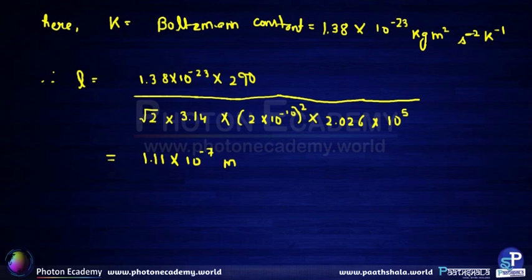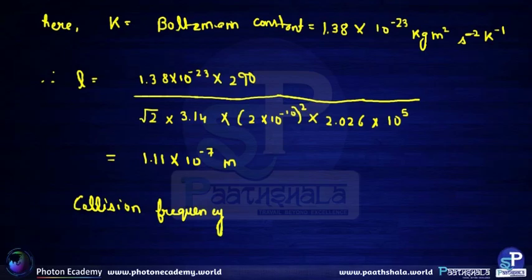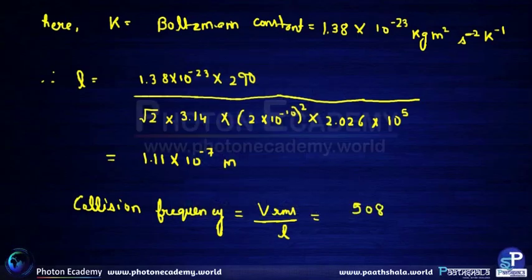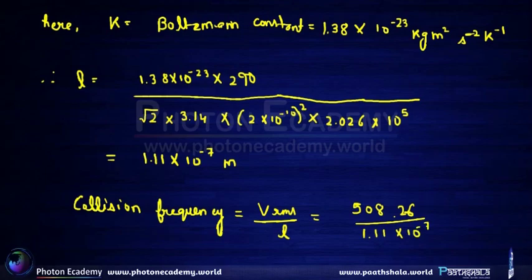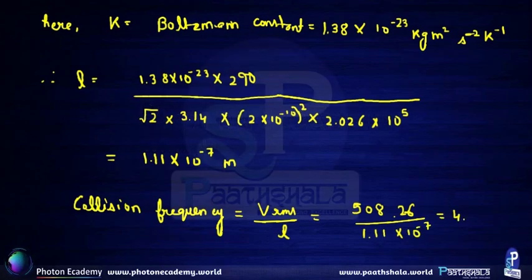So the collision frequency. What is collision frequency? Collision frequency is equal to VRMS divided by L. So when we substitute all the values here, L is 1.11 into 10 raised to the power minus 7, and that's equal to 4.58 into 10 raised to the power 9 per second.